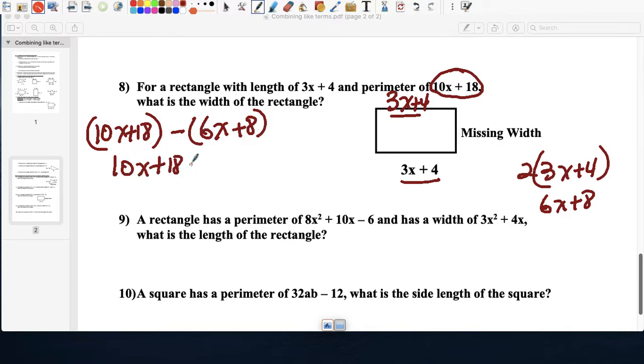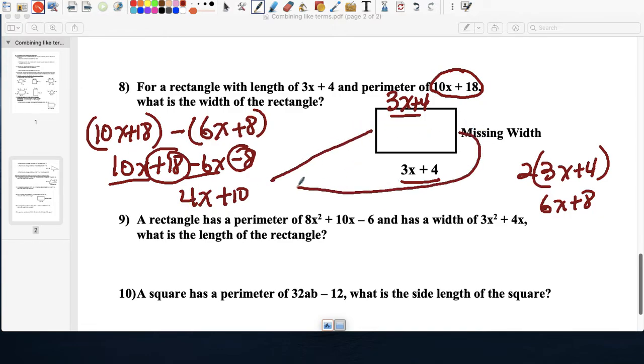So let's subtract that. That comes out the same. The 6x is going to be minus 6x, and then the 8 is going to be minus 8. If I combine like terms, I get 10x minus 6x, which is 4x. And then 18 minus 8 is, what's that? Positive 10. Now I'm going to have to divide that by 2. So this 4x plus 10, by the way, represents that side and that side. So I'm going to cut that in half.